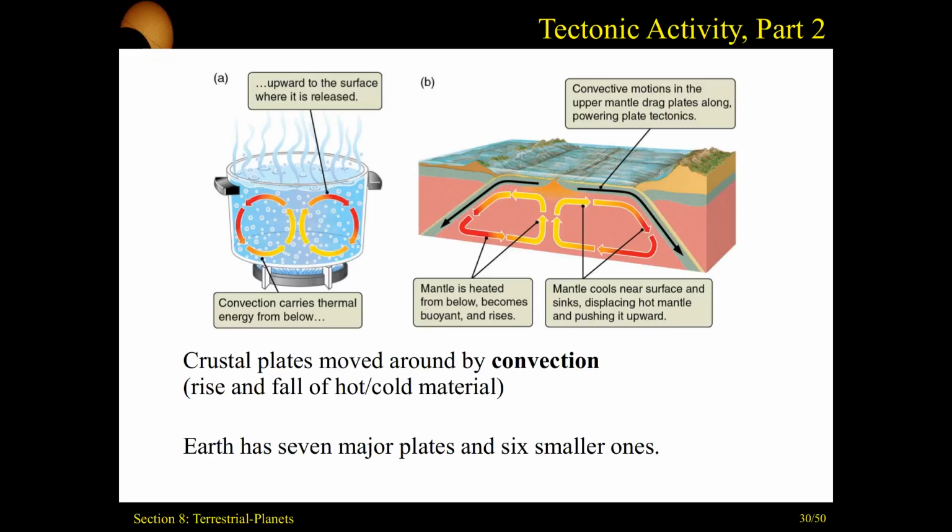Now, Earth's crust can be broken up into 7 major plates and 6 smaller ones, and what dictates their motion is mostly convection. You can think of convection like boiling water: the hotter material, the hotter gas, is going to start rising while the colder falls. Well, the same thing can happen with the mantle.